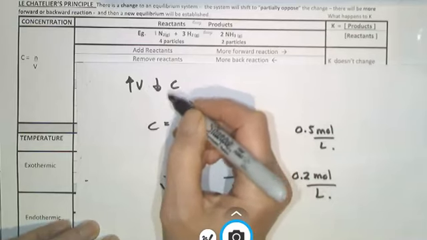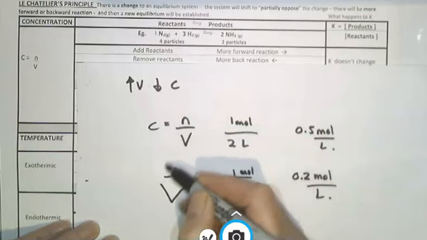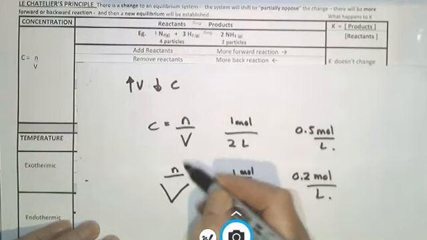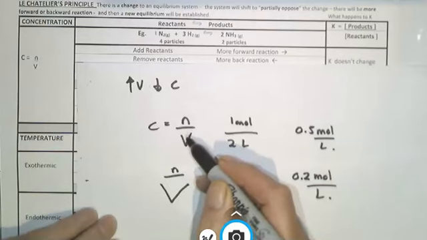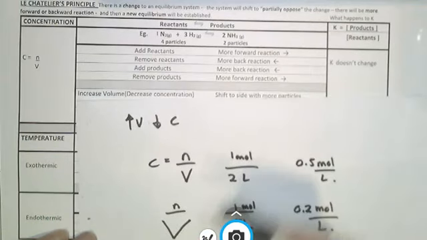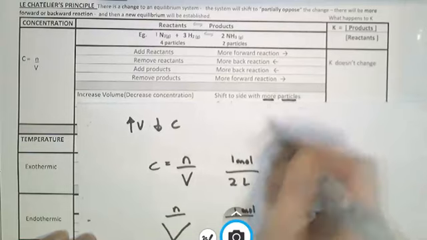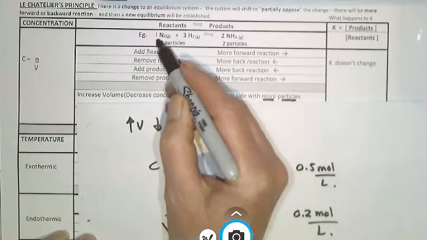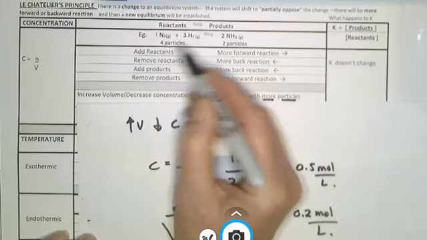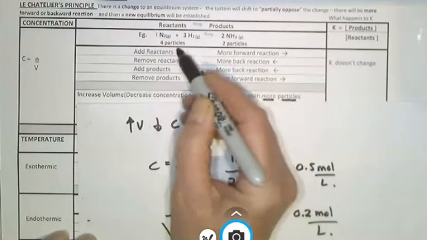Le Chatelier says it'll shift to the side to partially oppose this, so it's going to try and increase the number of mole. It will never get back to what it was before. You'll never get back to the original concentration. It'll always be more dilute. So you have to shift to the side with more particles to increase the number of mole. So we've got 1 here and 3. We've got 4 particles on this side and we've got 2 particles on that side. So you will get more back reaction.